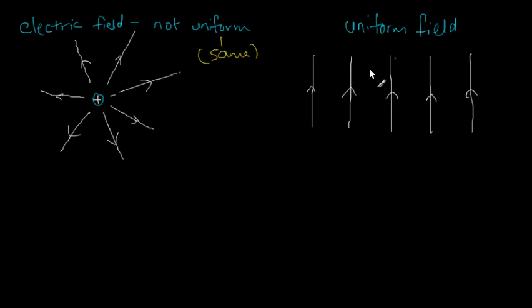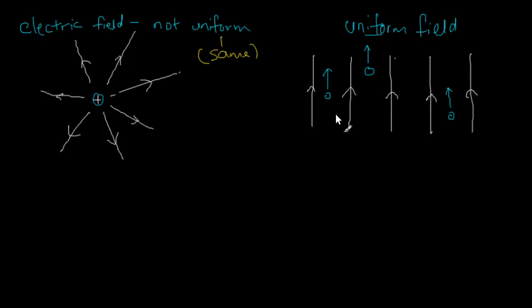So let's say I have a positive charge here. It will experience a force in that direction with a certain strength. Now let's say I put the charge there. It will experience a force in the same direction with the same strength. If I put the charge here, same direction, same strength. Uniform field. That's what it means. Wherever I am in this region of space, the same charge would experience a force with the same strength and same direction.